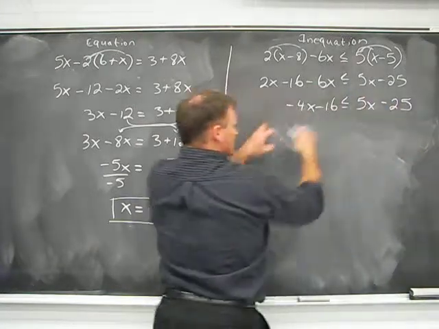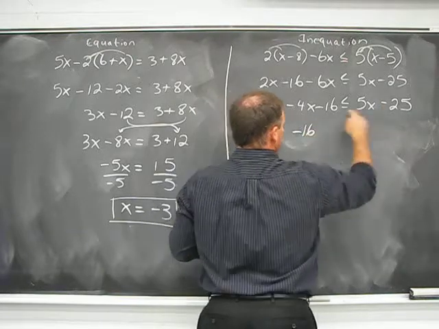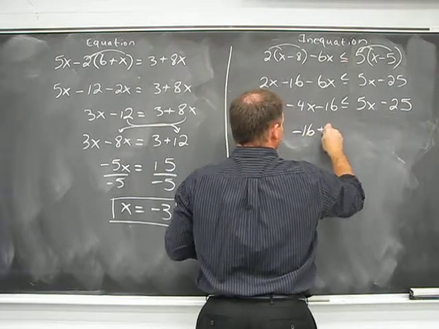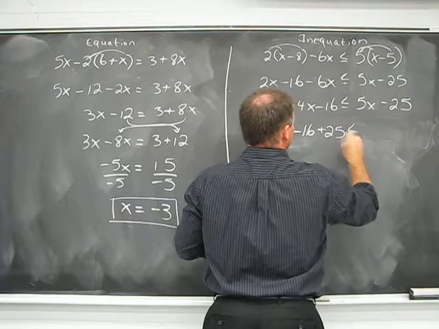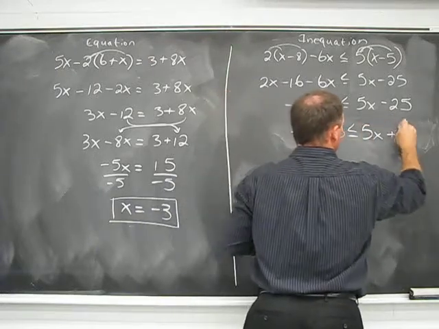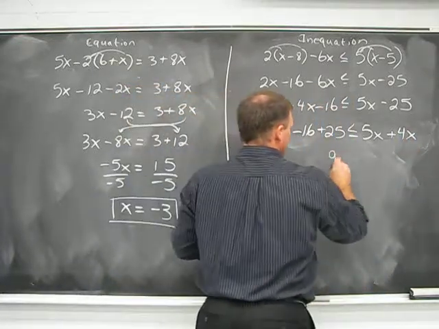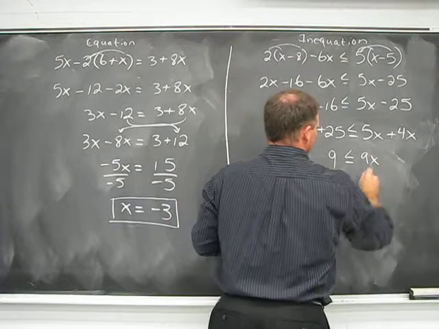Instead of taking the letters to the left, I'm going to take the letters to the right. So the negative 16 is going to remain on this side. Negative 25 is going to come over to the left. It's going to be positive. 5x stays on the right, and the negative 4x is going to go over as positive 4x onto the right. Now I get 9 less than or equal to 9x.